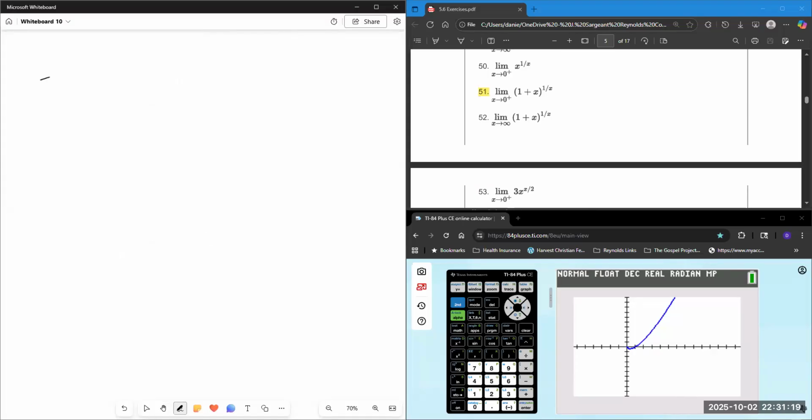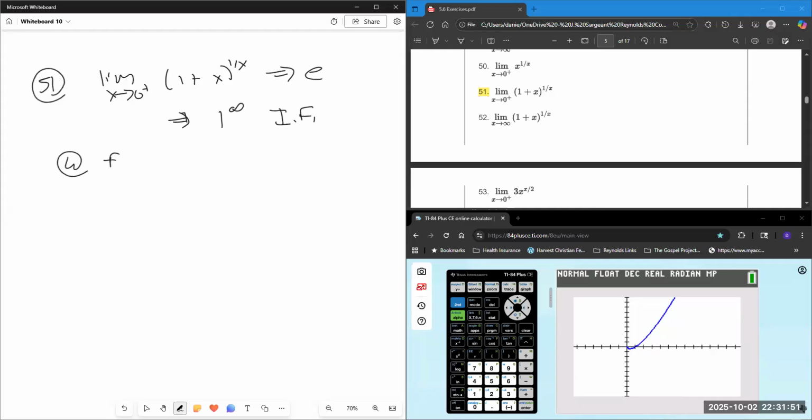Let's look now at number 51. Limit as x goes to 0 from the right of 1 plus x to the 1 over x. This is one of the ways to define e. I'm going to prove that to you, but this is one of the ways here. For direct substitution, this is going to go towards 1 to the infinity, which is an indeterminate form. So for part A, we're having an indeterminate form of 1 to the infinity.